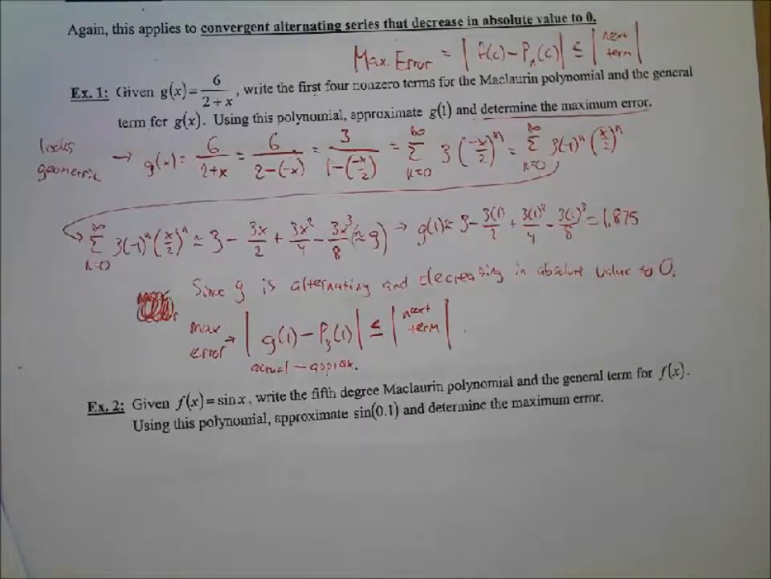Because remember, every time we add that additional term, we go through the actual value. If we add the additional term, we're going up through the actual value. If we're subtracting that next term, we're going down through that actual value. And that's why we just put the absolute values in to eliminate the sign idea.